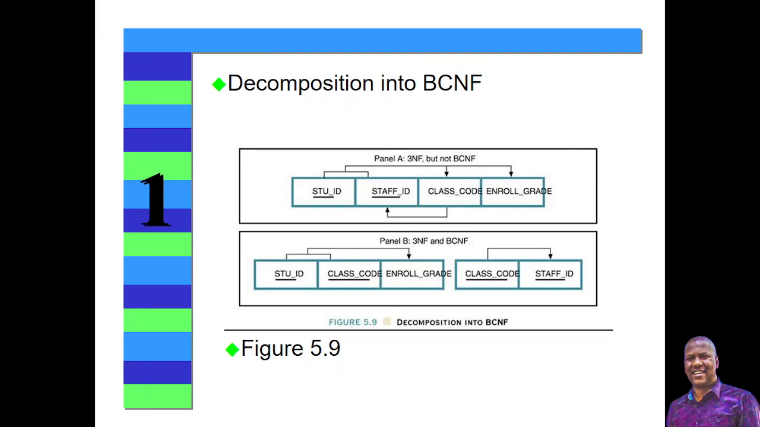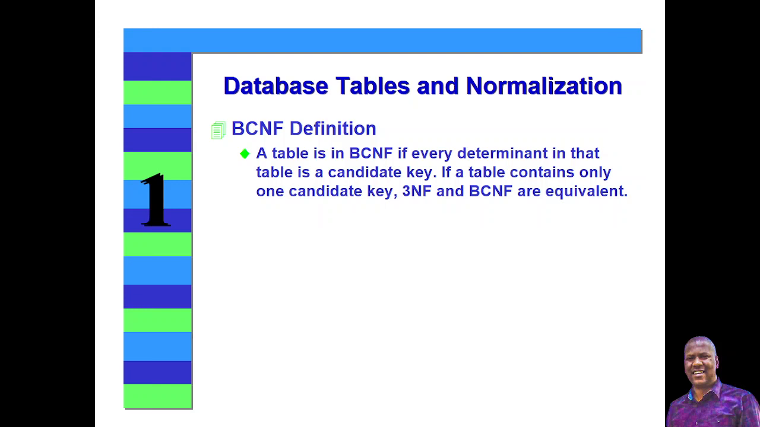So they're almost similar to the third normal form, but this option ensures that any determinant within a particular table should be given priority of becoming a candidate key. At this level, we say a table is in BCNF, or Boyce-Codd normal form, if every determinant in that table is a candidate key. If a table contains only one candidate key, the third normal form and BCNF are equivalent. So they are almost related. But if you have several candidate keys, we talk about that as BCNF.